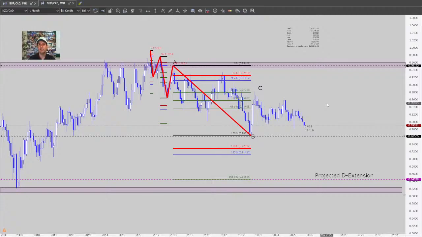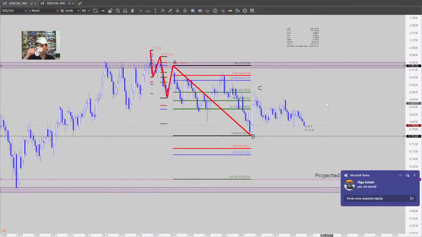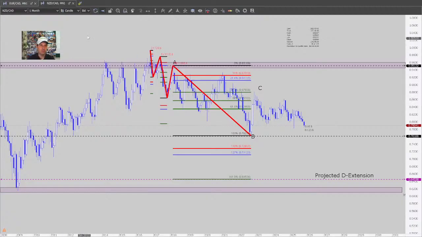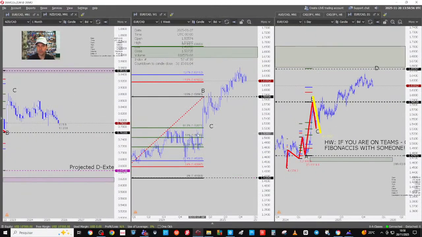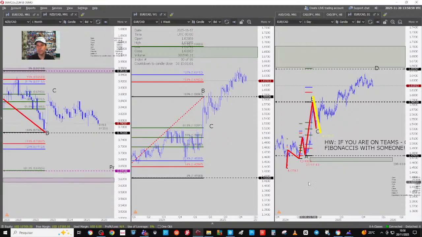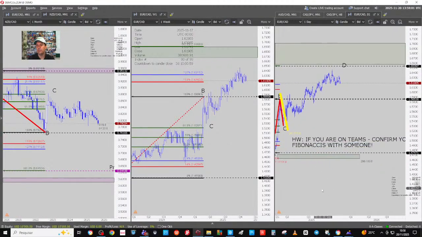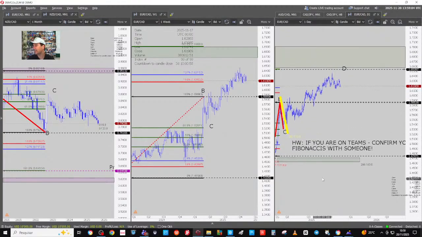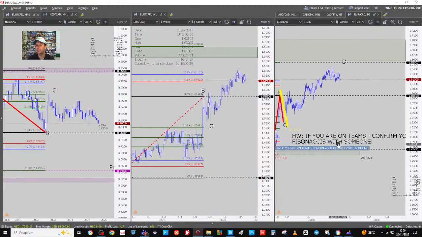Fibonacci has a tradable edge. It's going to win on average 7 times out of 10 on the daily. Make sense, everybody? Same goes for the monthly. I can tell you higher numbers too, but it's okay like this. Olga saying, yes, we would make some money. Everybody, homework, if you're on Teams, confirm your Fibonacci. Olga and Alex and Romildo, are you confirming your Fibonaccis with someone?